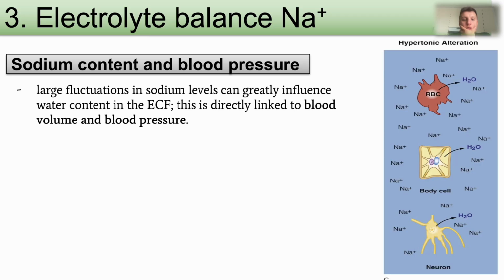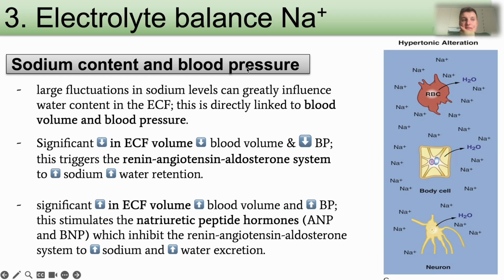So let's talk about sodium content and blood pressure, okay? Because this movement of water does affect the blood pressure. When you have these large fluctuations in sodium levels, this can greatly influence water content in the ECF, right? Which includes the plasma. This is directly linked to that blood volume and blood pressure. So whenever you move things in the ECF, this is gonna go and increase your blood volume, right? So significant decreases in the extracellular fluid volume will decrease the blood volume, right?